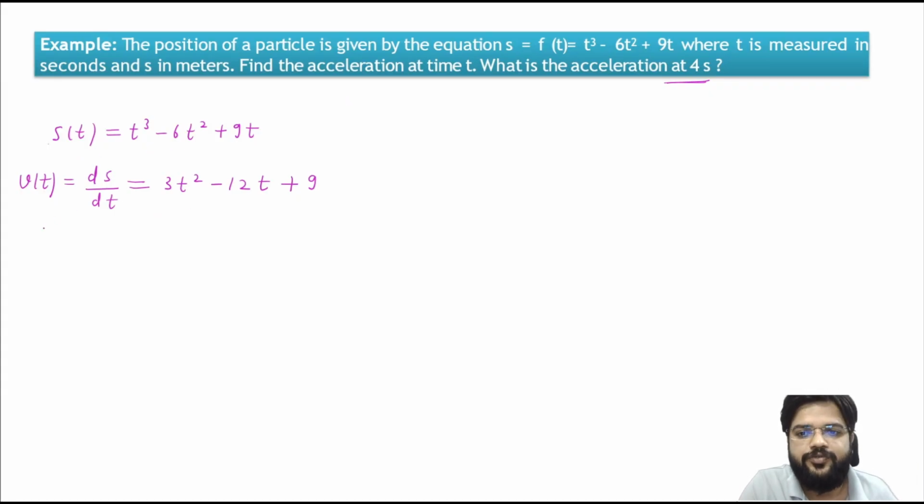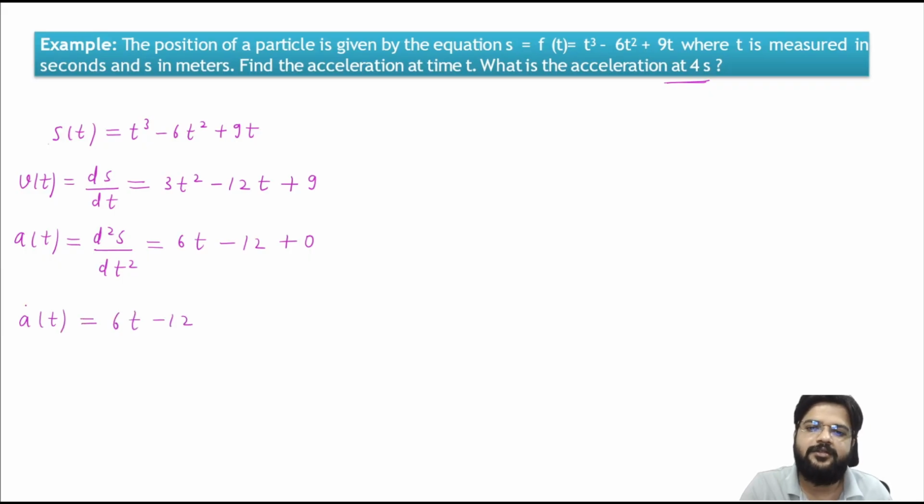Here we want acceleration, so we need to differentiate again, everyone. Then we will get acceleration as a function of time, correct. The differentiation of 3t square is 3 into 2t, which is 6t, and the differentiation of minus 12t is minus 12, and 9 is a constant, whose differentiation is 0. So acceleration as a function of time we are getting here, everyone, a(t) equal to 6t minus 12, correct. This is the acceleration at any time t.